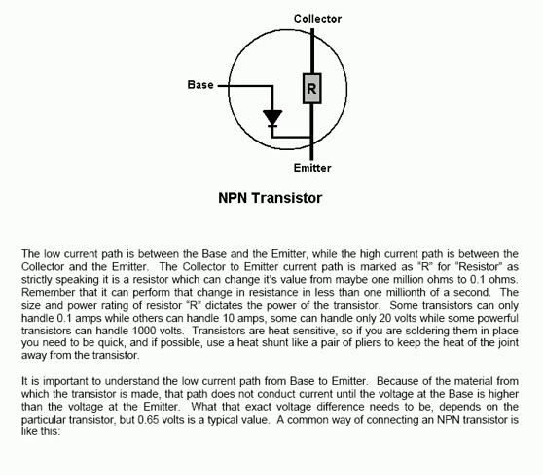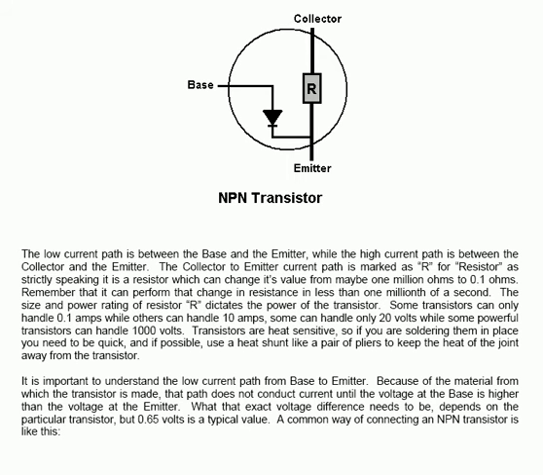The low current path is between the base and emitter, while the high current path between the collector and emitter is marked as R for resistor. Strictly speaking it is a resistor, and one which can change its value from perhaps 1 million ohms to 1/10 of an ohm. Remember that it can perform that change in resistance in less than 1/millionth of a second.